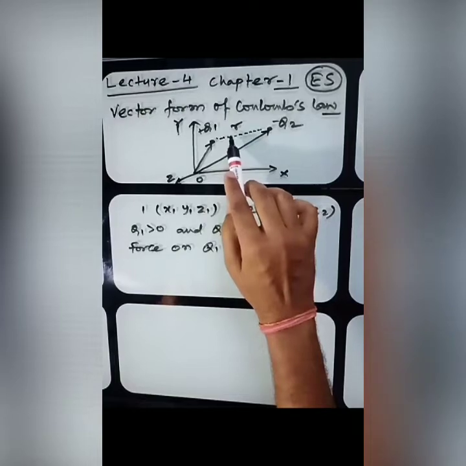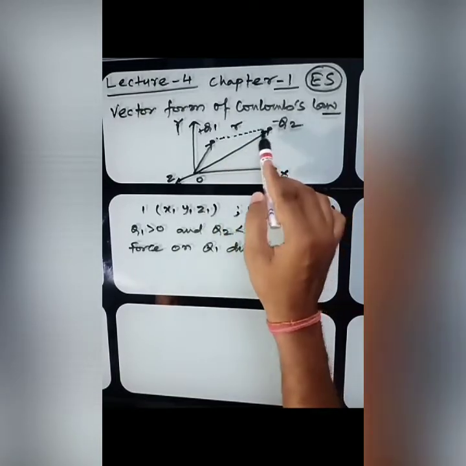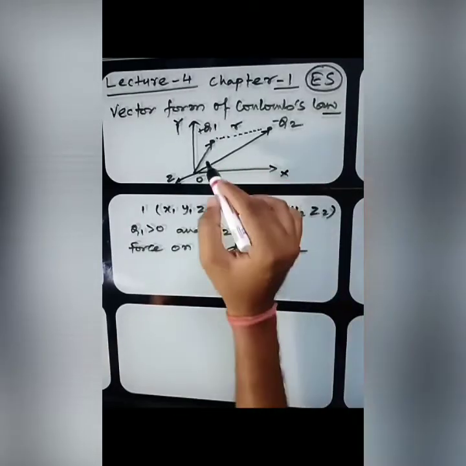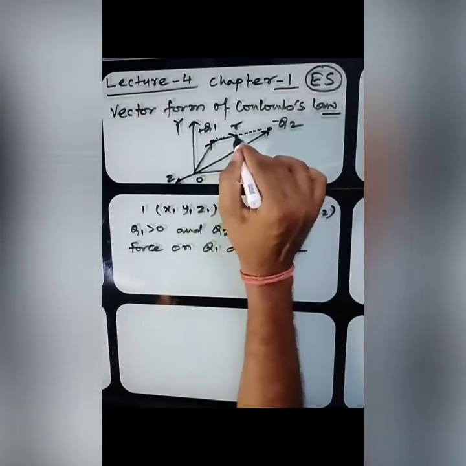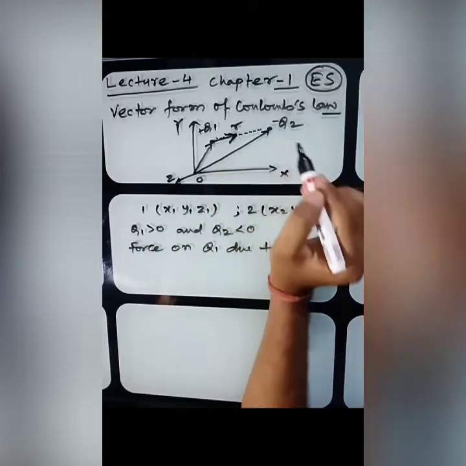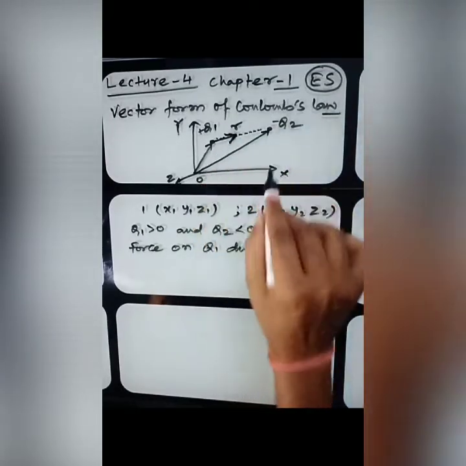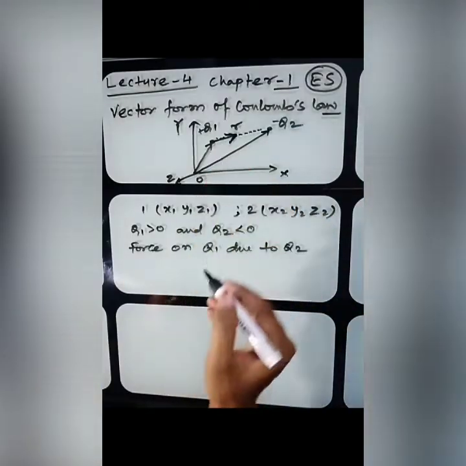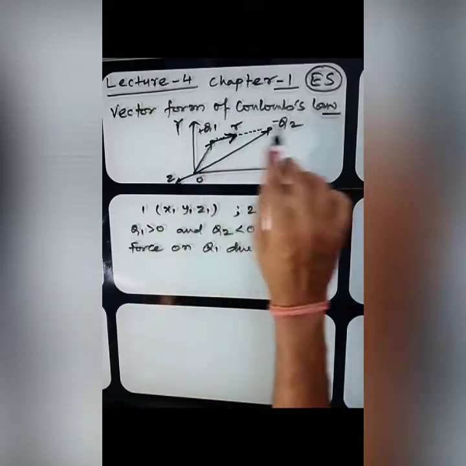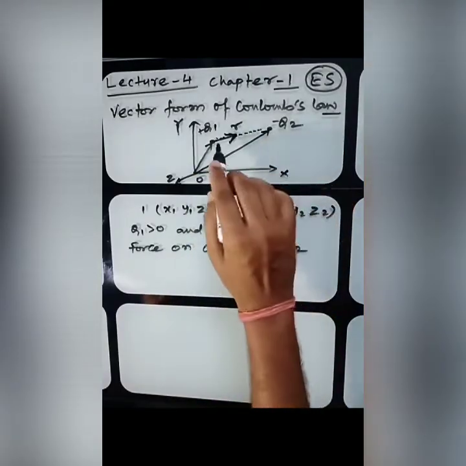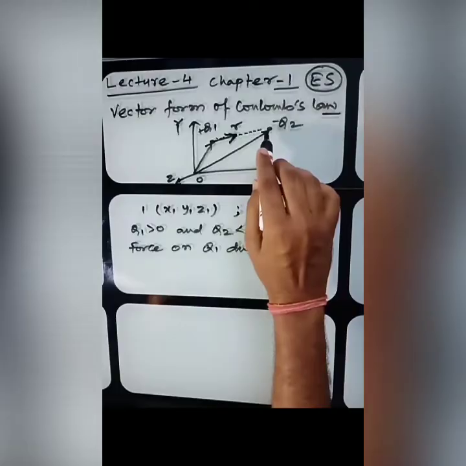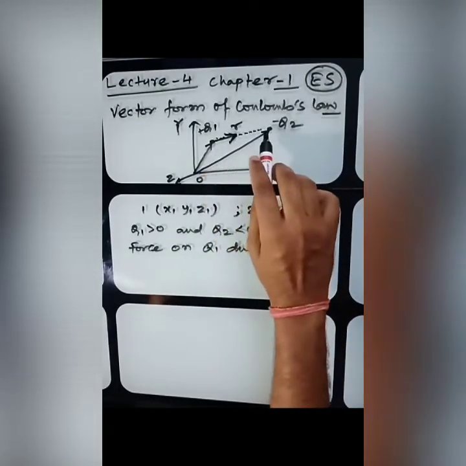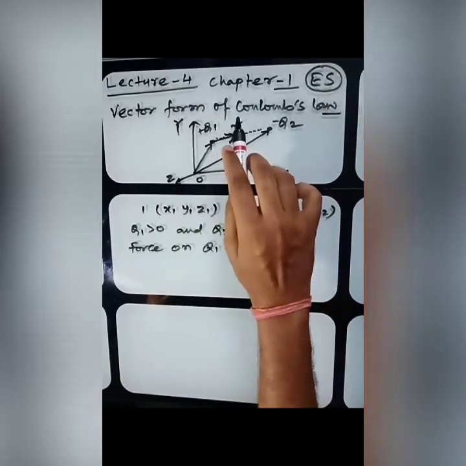Q1 will be attracted toward Q2 and Q2 towards Q1 as well. The force on Q1 will be in this direction because it is an attractive force. It will try to move toward Q2. The direction of this force will be towards Q2, and this direction can be considered as the unit vector r. The distance between Q1 and Q2 in vector form we can write as r.